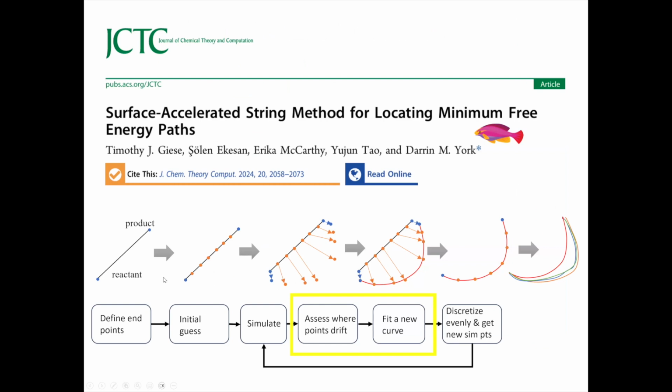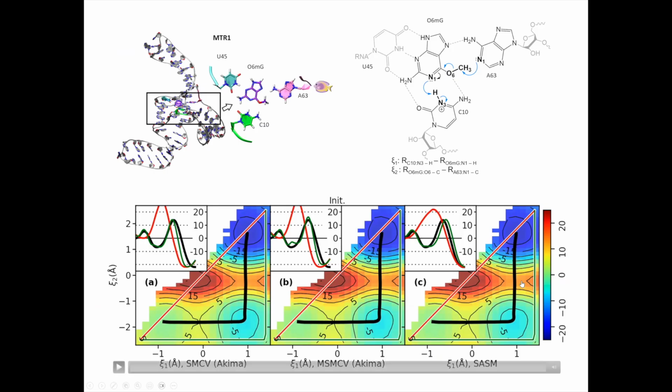So in general, string methods have the following format. You start with a guess of the reactant and product state, and then you come up with a guess path that becomes discretized and connects the reactant and product state. You perform simulations using biased umbrella potentials along this path, and you watch where the centroids drift away from where they were originally centered. And then you construct a new path through those set of points, rediscretize it, and continue the process until you converge on the final free energy path.